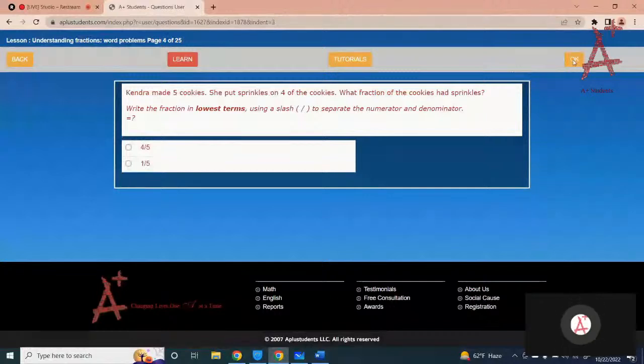Kendra made 5 cookies. She put sprinkles on 4 of the cookies. What fraction of the cookies had sprinkles? So which option is the correct one? It is 4 over 5. Got it? Just select the correct option and click on the OK button.